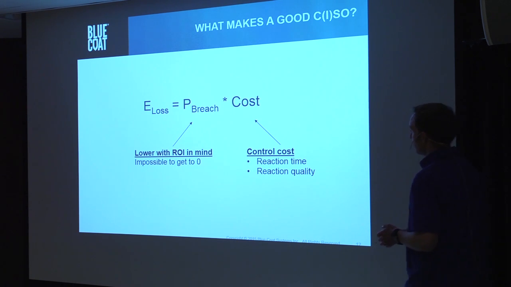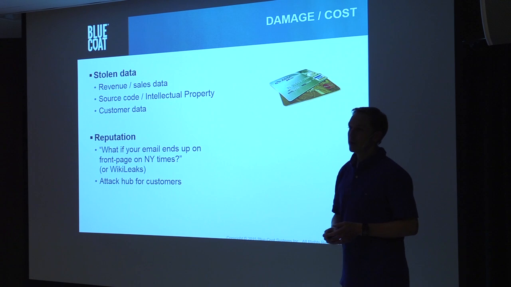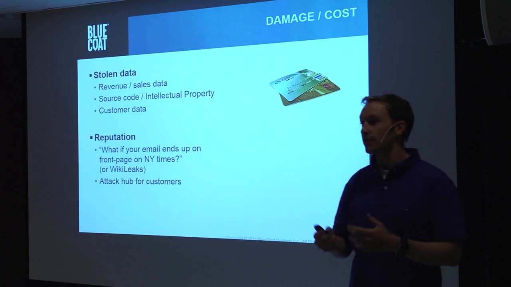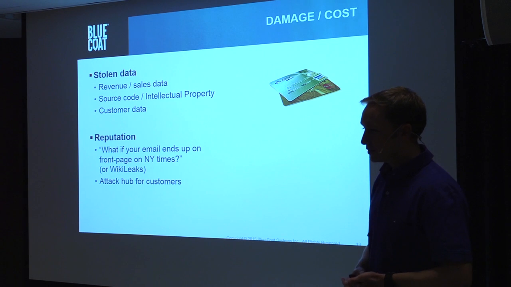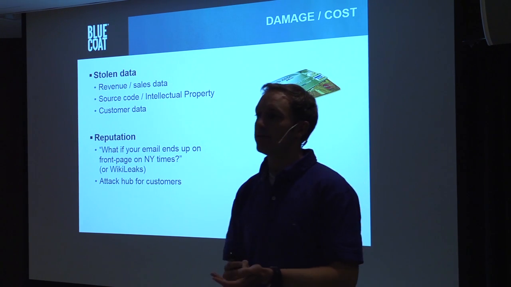So how do we control the cost actually of a breach? And there we have to think about what actually happens when you get breached. And here are also some examples of good reactions. First of all, stolen data. That's the first thing you think about. Okay, we got breached. What kind of data got stolen?